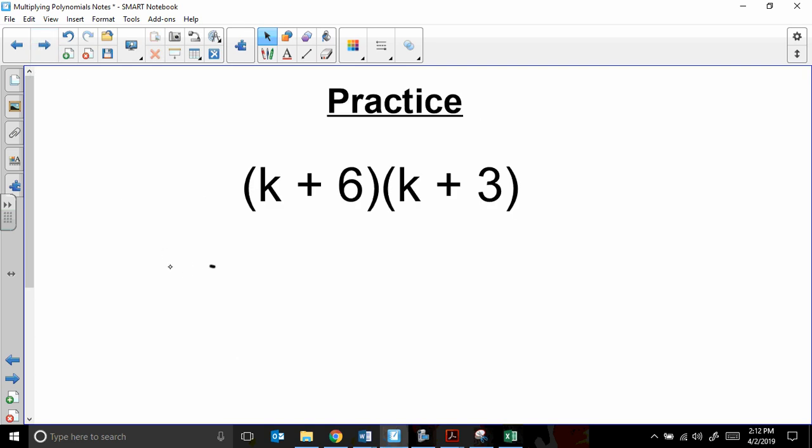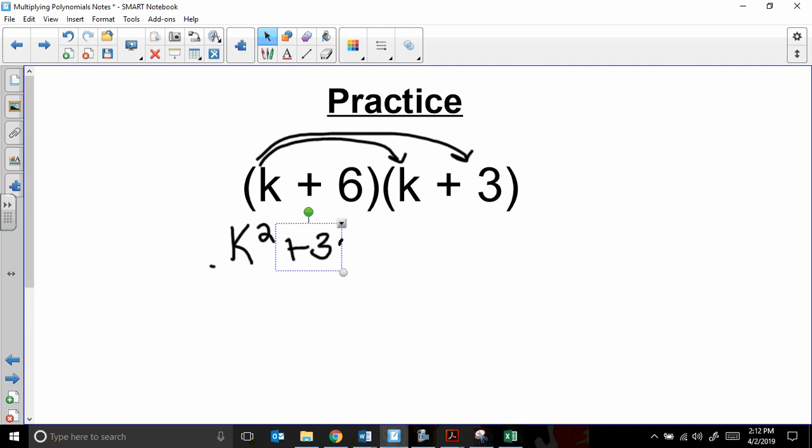So practice problem number 1. We're going to do k plus 6 times k plus 3. So I'm going to first do the FOIL or double distribution method. So I'm going to do k times k, which is k squared. And then I'm going to do k times a positive 3, which is 3k. And then we'll do 6 times k, which is plus 6k. And then we'll do 6 times 3, which is plus 18.